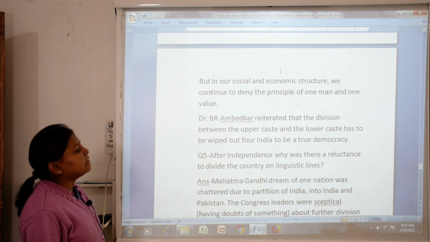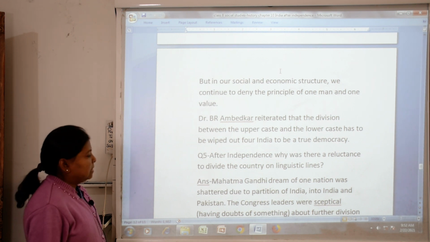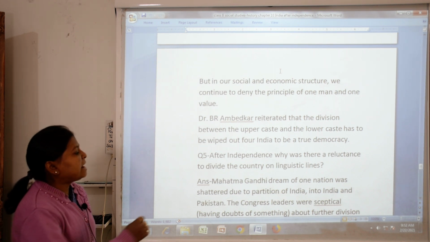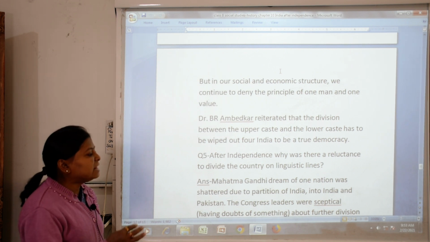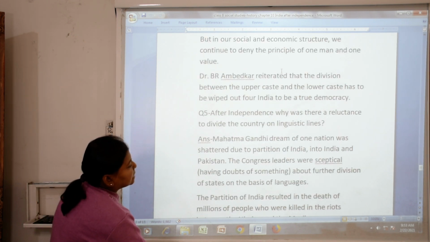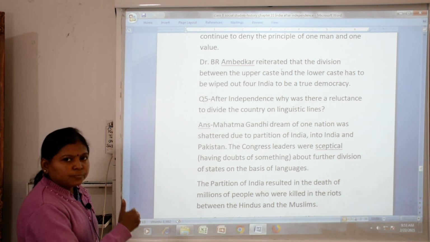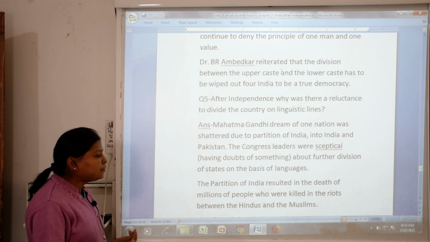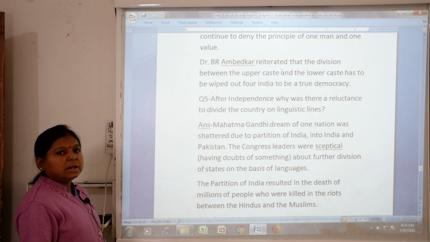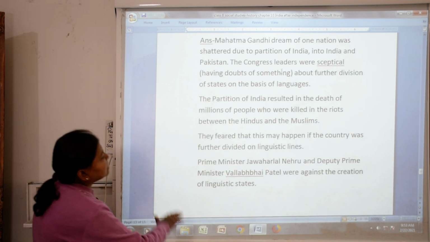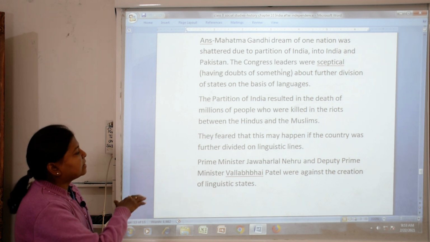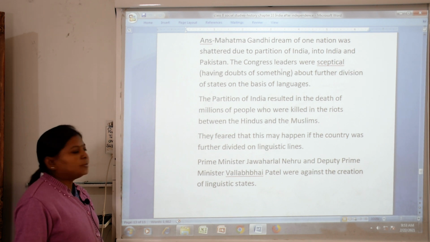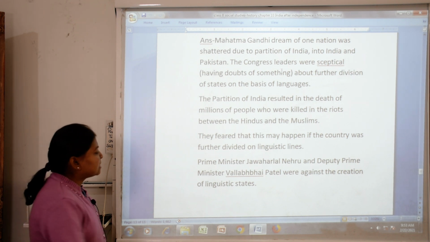After independence, why were they reluctant to divide the country on linguistic lines? Mahatma Gandhi's dream of one nation was shattered due to the partition of India into India and Pakistan. The Congress leaders were skeptical, having doubts about the further division of the states on the basis of languages. The partition of India resulted in the death of millions of people who were killed in the riots between Hindus and Muslims, and they feared that this may happen if the country was further divided on linguistic lines. So, Prime Minister Jawaharlal Nehru and Deputy Prime Minister Vallabhbhai Patel were against the creation of these linguistic states.